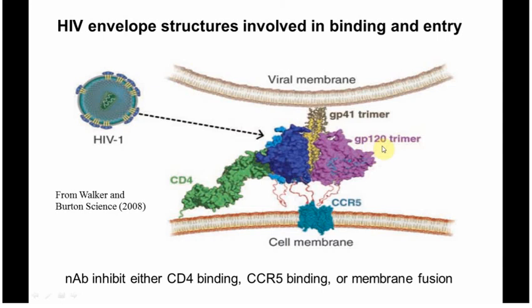gp120 is the binding subunit. So in the first place, it's going to bind to CD4. This binding induces liberation of the V3 loop, which binds to the co-receptor, which is CCR5. This step is necessary for the deployment of the fusion domains, which are in the gp41 trimer, which are responsible for membrane fusion between the virus envelope and the host cell plasma membrane. And that's what allows the virus capsid to enter into the infected cells. So there are 3 steps where neutralizing antibodies can block HIV entry: by blocking the CD4-gp120 interaction, by blocking binding to CCR5, or by blocking membrane fusion by binding to gp41.